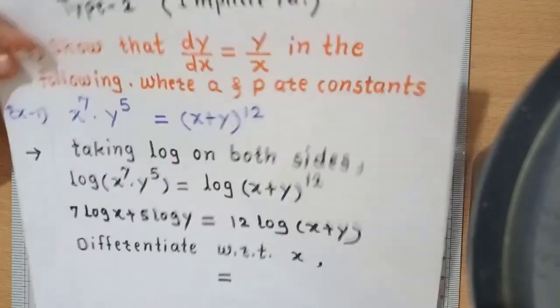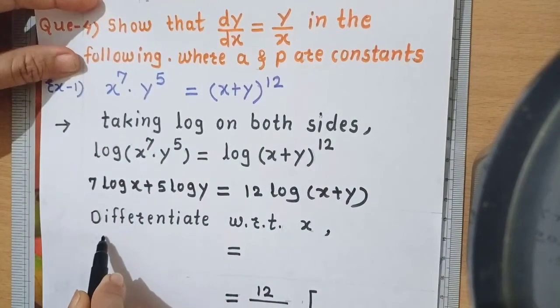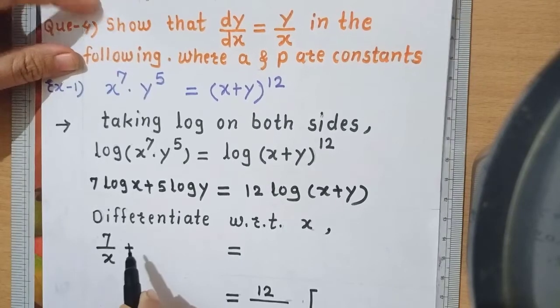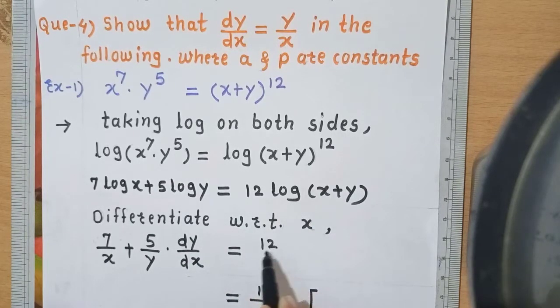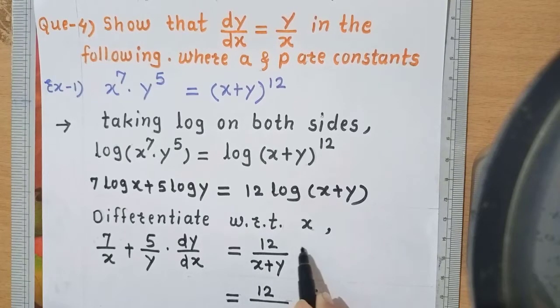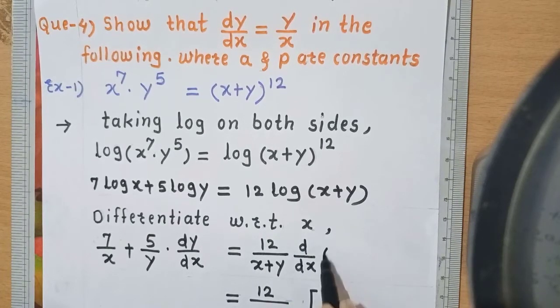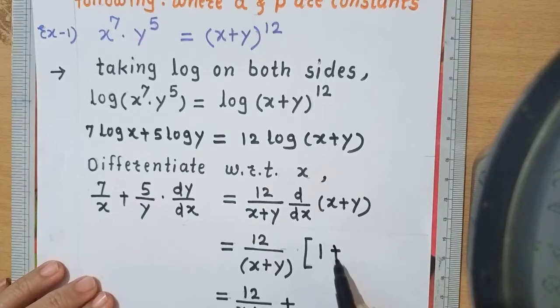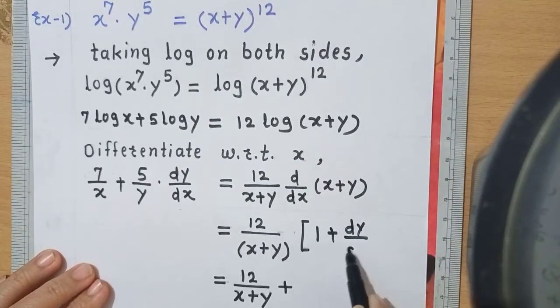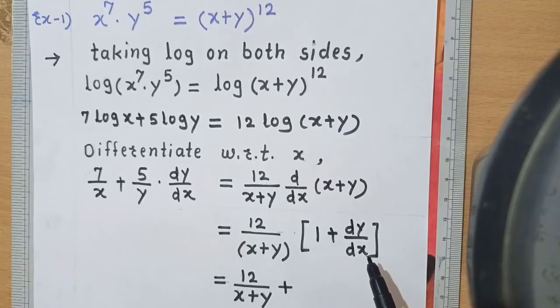We have again derivative of this is 7 upon x plus 5 upon y, and again multiply dy by dx. Here 12 upon x plus y, and again find derivative of x plus y. Now in the next step, find this separate derivative. So we have derivative of x is 1, and here dy by dx. Again multiply by this term separately for this.